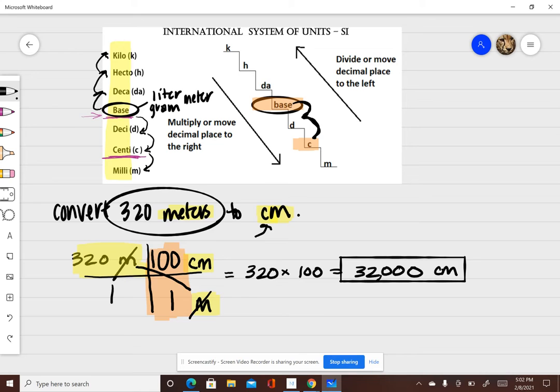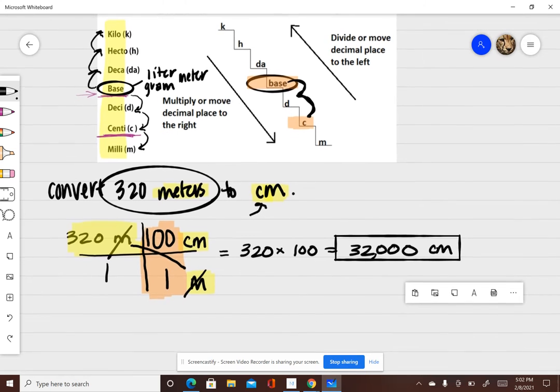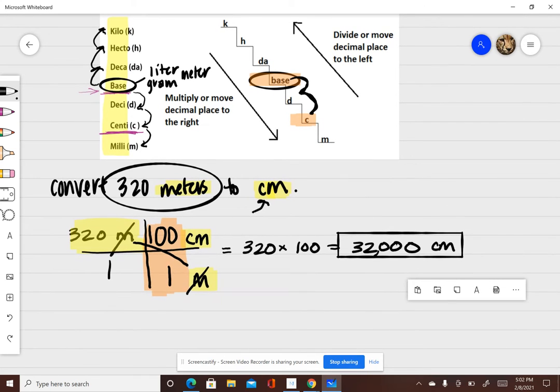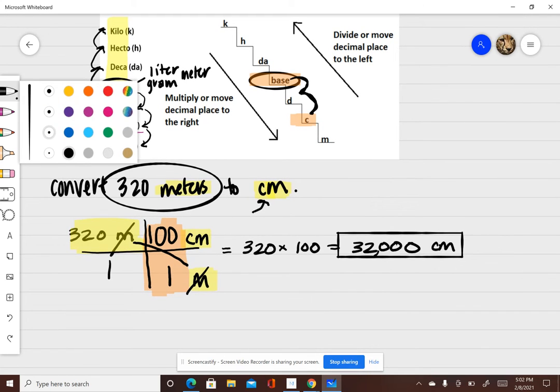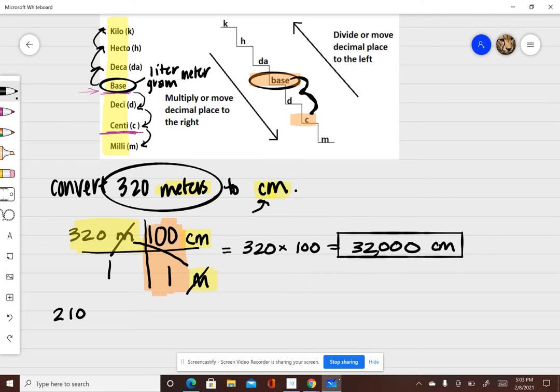Not too difficult, okay? I'm going to just scroll up a little bit, not too far out of sight, and do another problem with you. If I have, let's see, 210 milligrams, I'm going to convert that to grams, okay? I'm going to erase some of this.